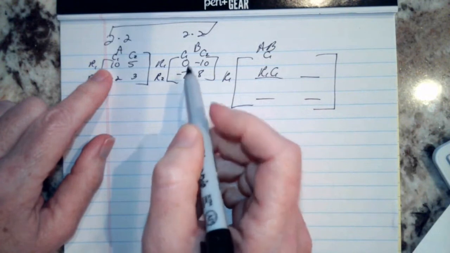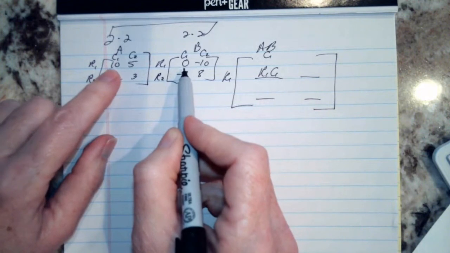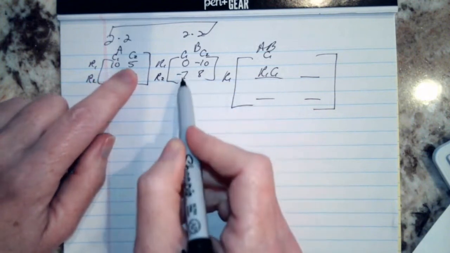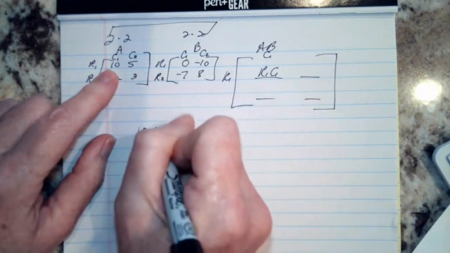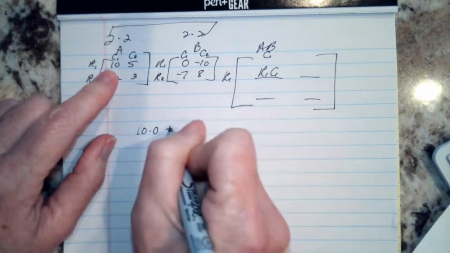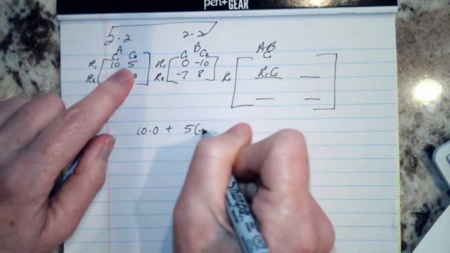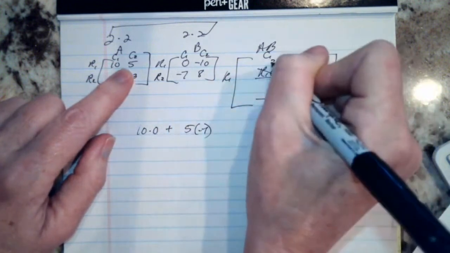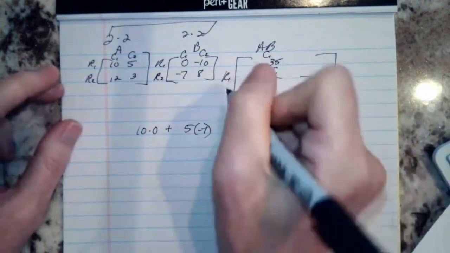Let's see what we're going to do there then. We're going to say 10 times 0, that's 0, and then scoot over on the row and down on the column. So it'll be 10 times 0, plus scoot, 5 times negative 7. So it's going to be a negative 35 that will go in that position. Okay, let's do that 3 more times.